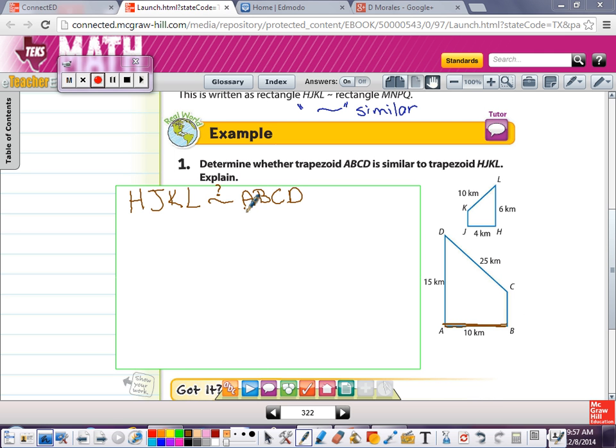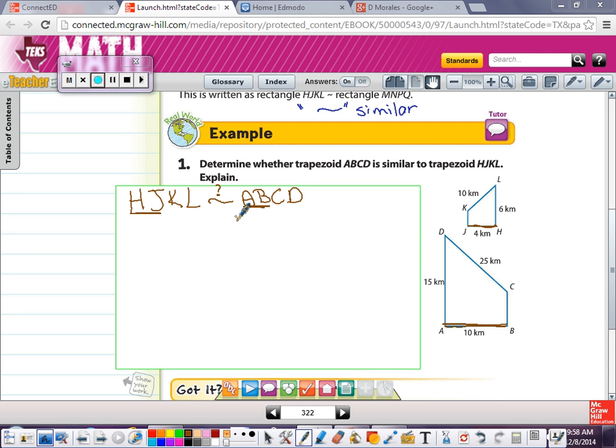A to B is the first two letters of my second shape. That means it should match the first two letters of my first shape, which is HJ, from here to here. Now, down here I went from left to right. Up here I went right to left, and that's because the shapes are in reverse positions. They are facing each other in opposite directions.